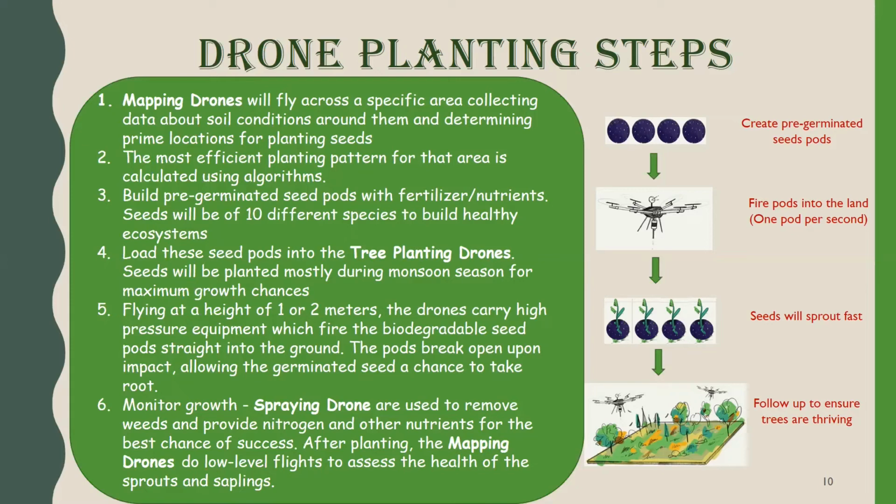And at the last, monitor growth. Spraying drones are used to remove weeds and provide nitrogen and other nutrients for the best chance of success. After planting, the mapping drones do low-level flights to assess the health of the sprouts and saplings. So we monitor growth through spraying drones and mapping drones. And on the right hand side, you can see the small process of drone planting, the steps.